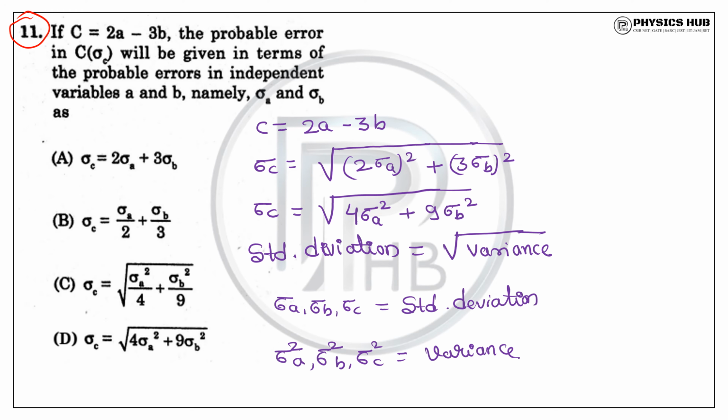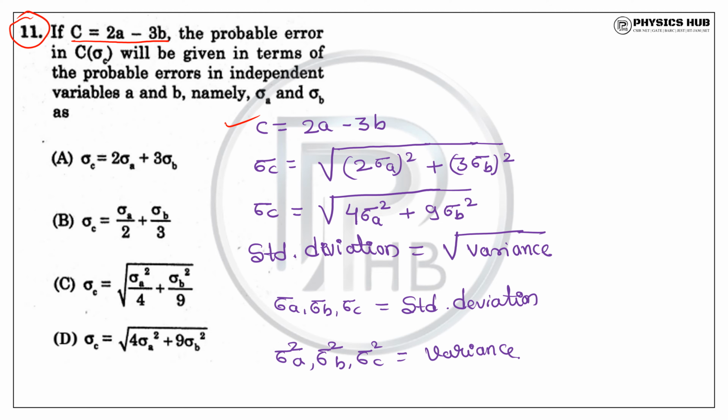Next question. If C is equal to 2a minus 3b, the probable error in C, sigma C, will be given in terms of the probable errors in the independent variables A and B, namely sigma A and sigma B, as.